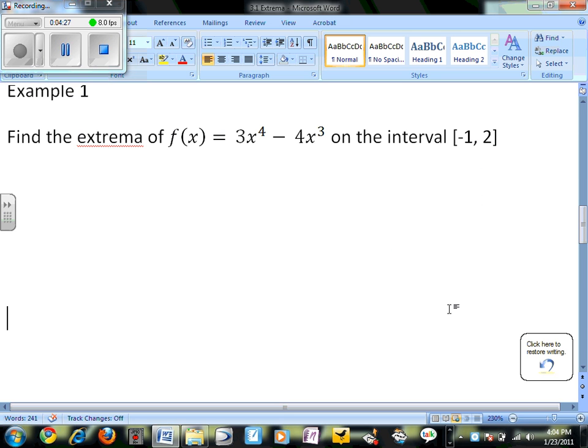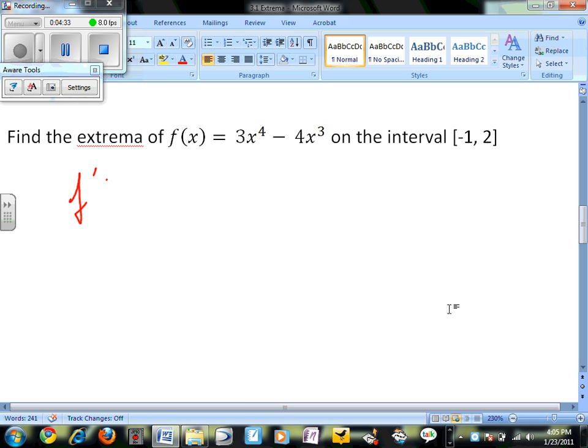All right. So what we do is we take the derivative, and we're going to set it equal to 0. So f prime of x equals, we got to bring our 4 down, 12x, and subtract our power by 1, minus 12x squared. And to figure out what our critical points are, we're going to set it equal to 0. So 12x cubed minus 12x squared equals 0.